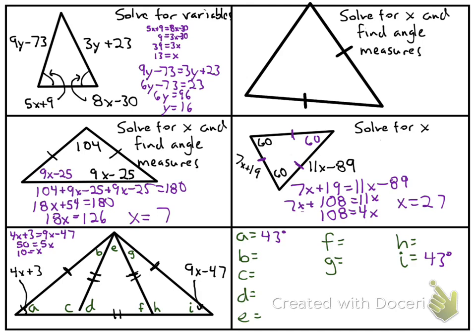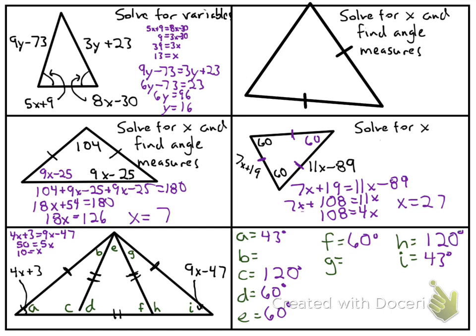We can also look at this inside triangle. All three of these sides are the same, so that automatically means D, E, and F are all the same. They're all 60 degrees. In addition, if D and F are both 60 degrees, that means the angles next to them, the supplementary, C and H, are 120 degrees.